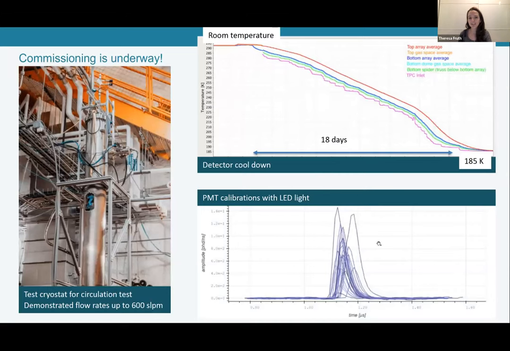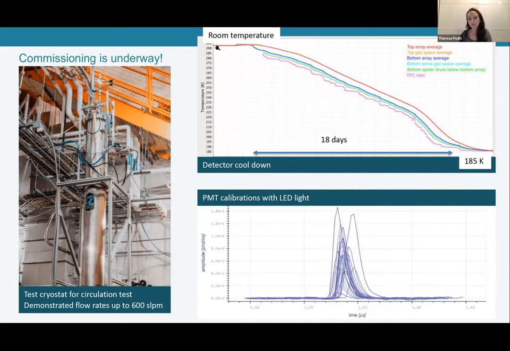And from the pictures, you could already guess that all of this has been constructed and assembled, and commissioning is well underway. So our circulation system, which I showed you in the last slide, was already tested with this test cryostat, which is of the same height as the LZ cryostat, but of course a lot thinner, so it's quite a skinny one, but we demonstrated flow rates up to 600 SLPM, where 500 SLPM was the goal for LZ.